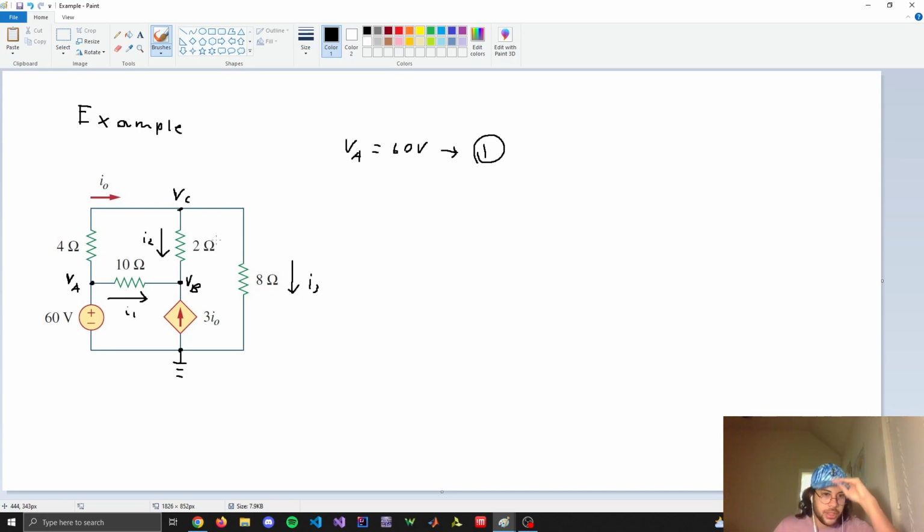Now I need to look at these two nodes, VC and VB. I'll start with VB. I need to write the KCL at the node VB, which is current going in equals current going out. At VB, there are three currents going in and 0 currents going out. So it's going to be I1 plus I2 plus this dependent current source 3 I0 equals 0. And then rewriting these in terms of voltages, I1 is going to be VA minus VB.